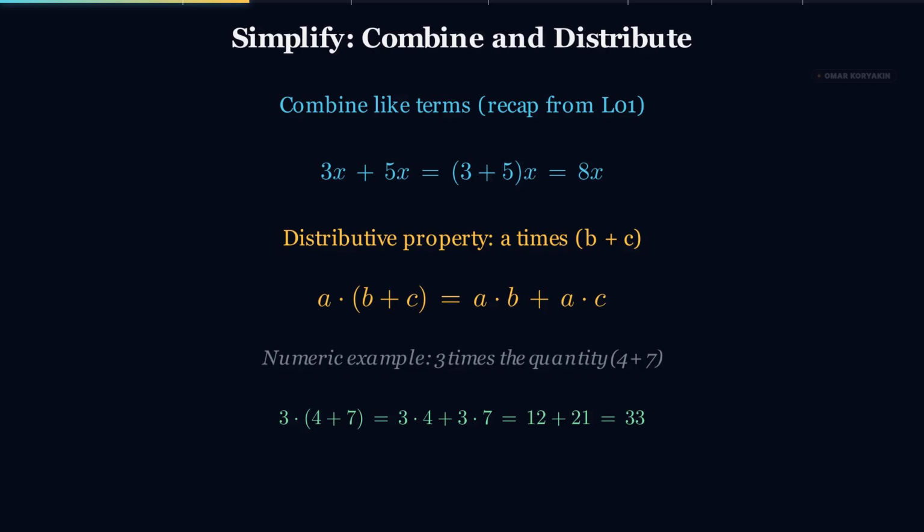The numeric verification is worth doing by hand on a few rounds of practice problems early in this section. Because seeing both sides of the rule produce the same number builds your intuition that distribution really is just an algebraic restatement of how multiplication and addition interact, not a separate magic technique.